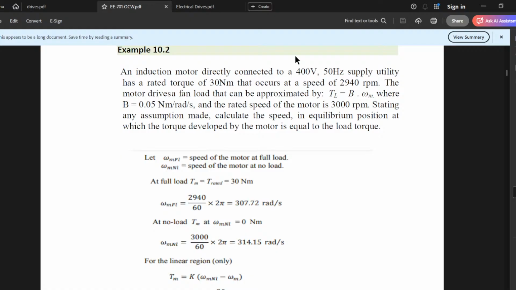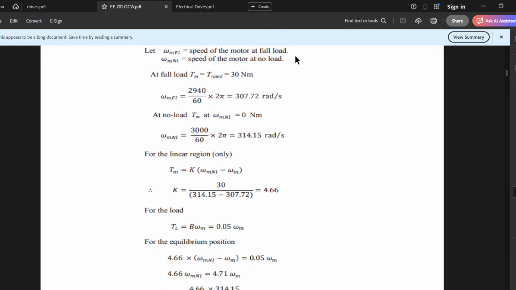For the linear region only, Tm equals K times omega at no load minus omega m, omega rated. So 30, omega at no load was 314.15 minus omega at full load. K will be 4 point something. Yes, it's 4.66.